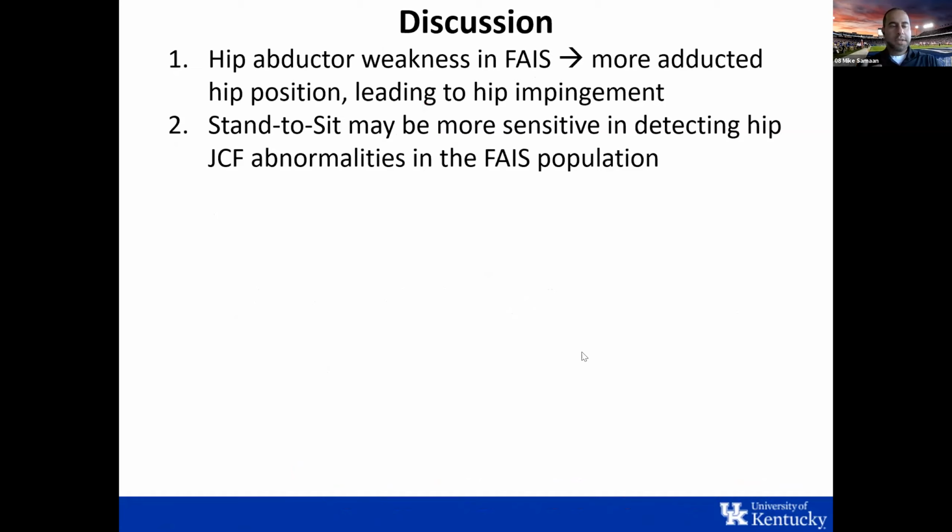And so basically summing this up, within our patient group, we see weaker hip abductors, which could potentially lead to more adducted hip positions and leave these patients at a higher risk of hip impingement and pain. Also, we can start to see that the stand to sit task may be more sensitive in detecting these hip contact force abnormalities in the FAIS population and even maybe in the control group.